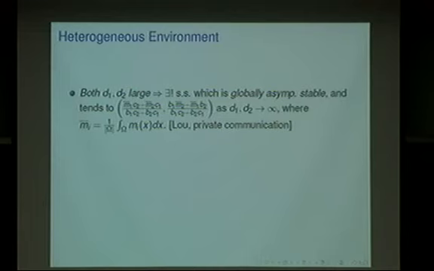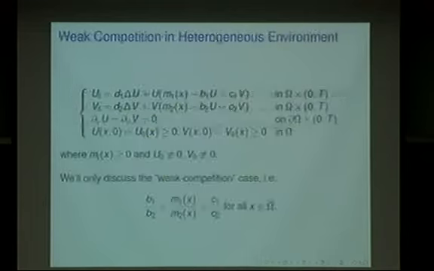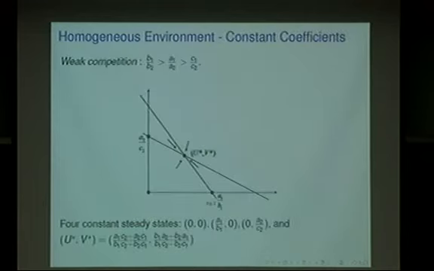Recall that in the constant coefficient case, U star V star is globally asymptotically stable, regardless of D1, D2. For any D1, D2, this is globally asymptotically stable, while the other two semi-trivial steady states are unstable, of course.